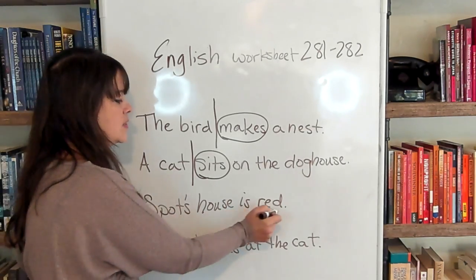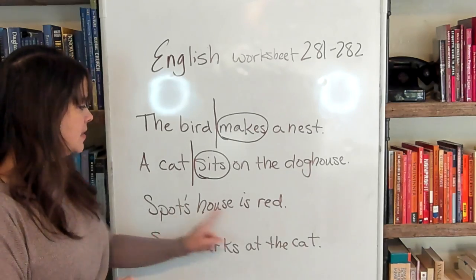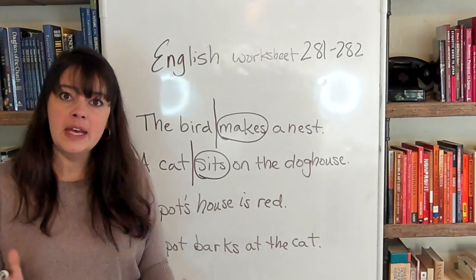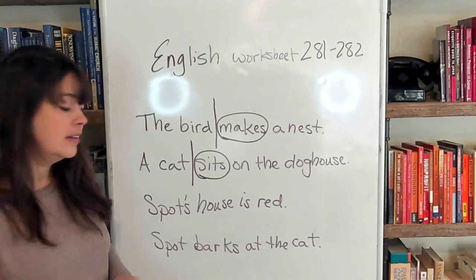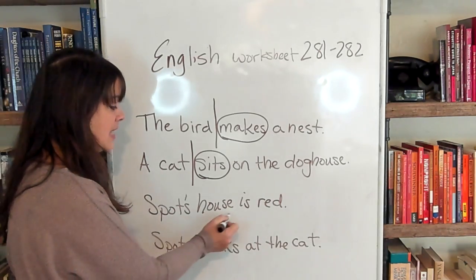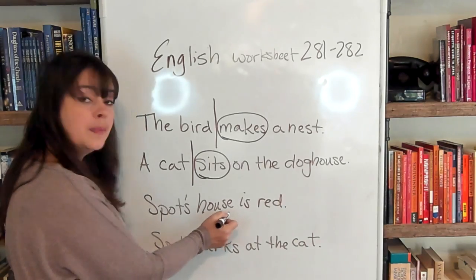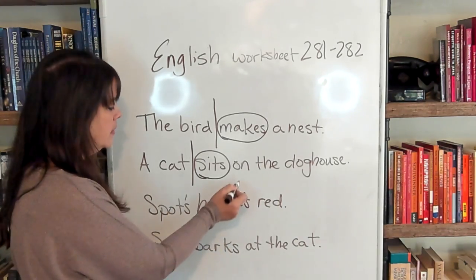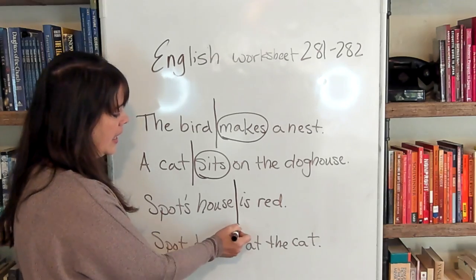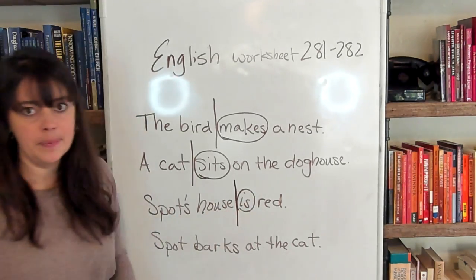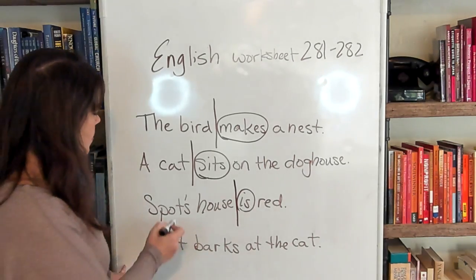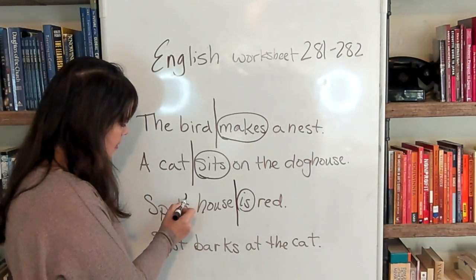Spot's house is red. Who or what is this sentence about? It's about Spot's house, okay? So your subject part can be more than one word. We put a line there. And we have is. This is a linking verb, right? Spot's house is red.